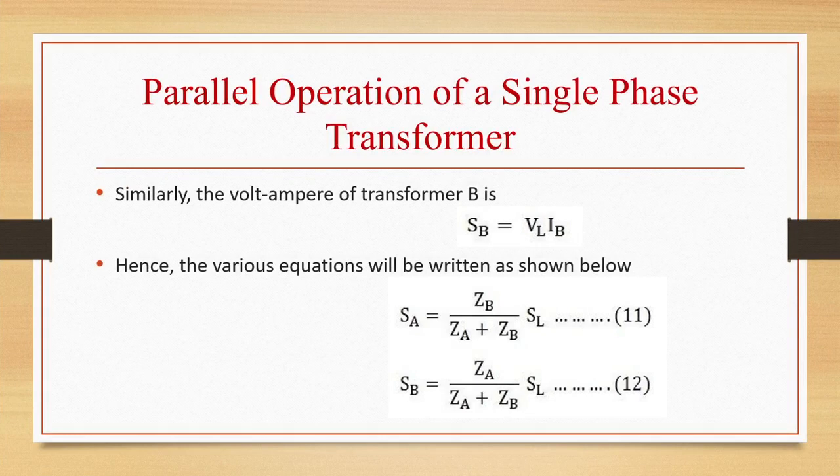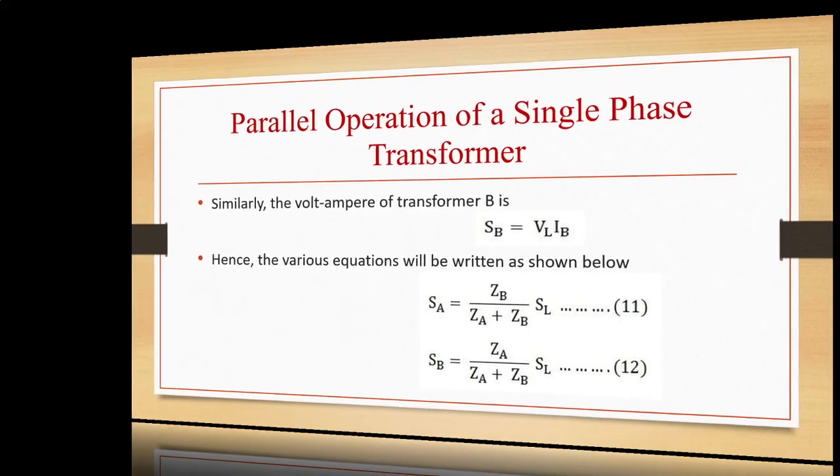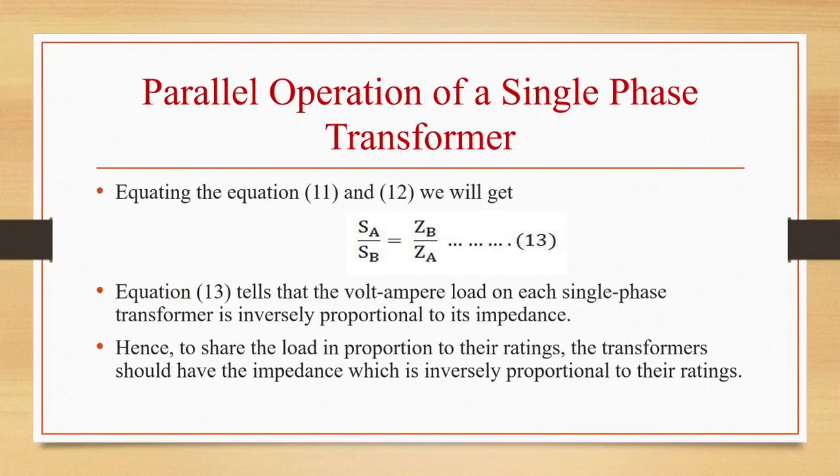SA equal to ZB by ZA plus ZB into SL, and SB can be written as ZA by ZA plus ZB into SL. So when we equate these two equations, SA by SB equal to ZB by ZA, and this equation is telling us that the volt ampere load on each single phase transformer is inversely proportional to its impedance. So to share the load in proportion to the ratings, transformers should have impedance which is inversely proportional to their ratings.